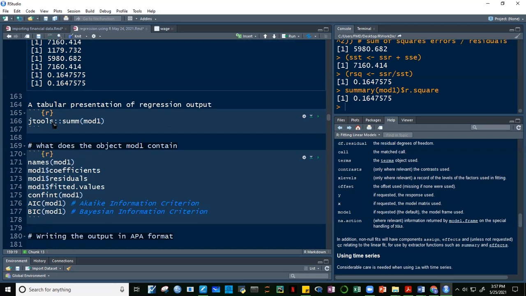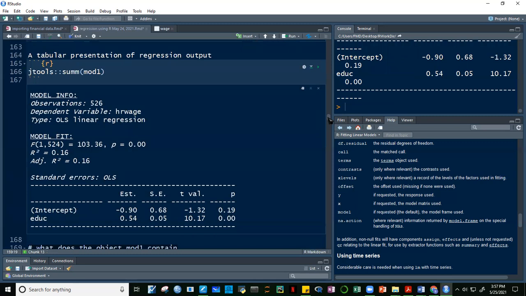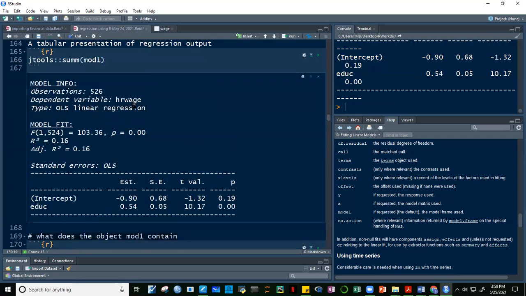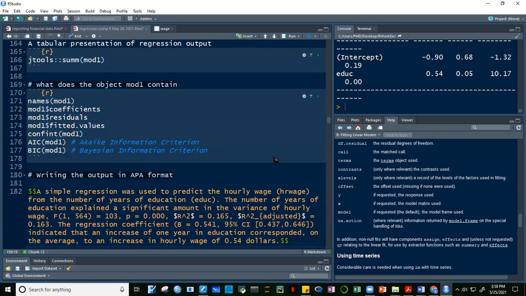Okay, so this JTools just gives us another good output, guys. We can see a nice tabular output here, no? The observations, our dependent variable, OLS. This is degree of freedom 1, degree of freedom 2, this is our F statistic, this is our p-value, R squared, adjusted R squared, and then these are the parameters for the t-test of our coefficients. Okay, so that's just another way to generate your OLS.